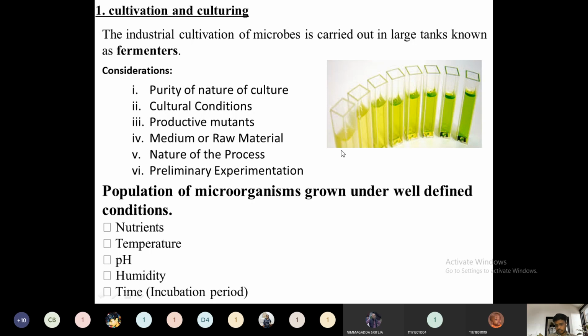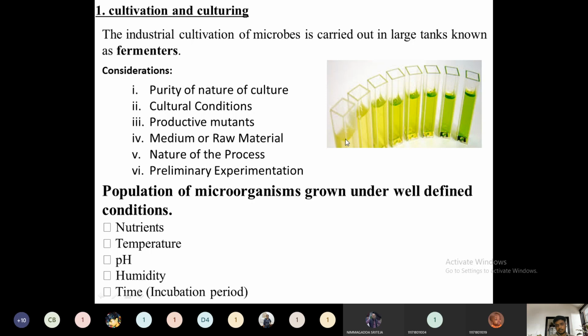Whatever culture we are producing needs to be in a pure form. Whatever the nature is, we have to consider its nature also. We have to take into consideration whether we have to increase its pH or decrease its pH. Like this, the nature of that particular media is also very important.